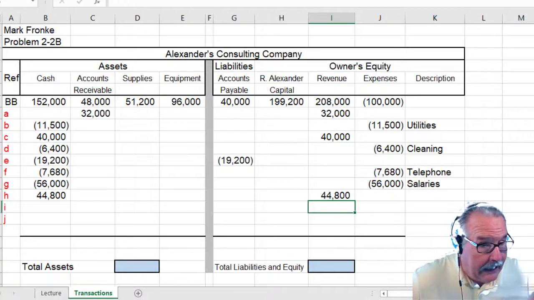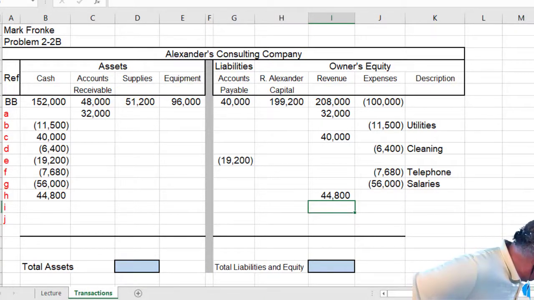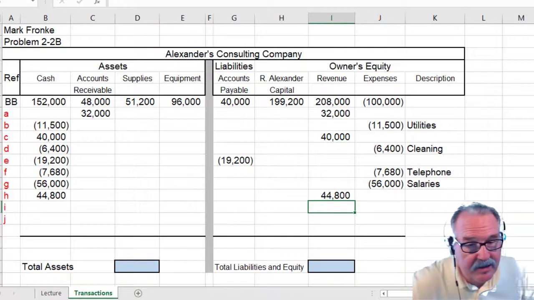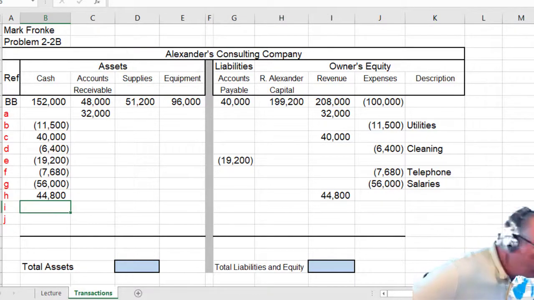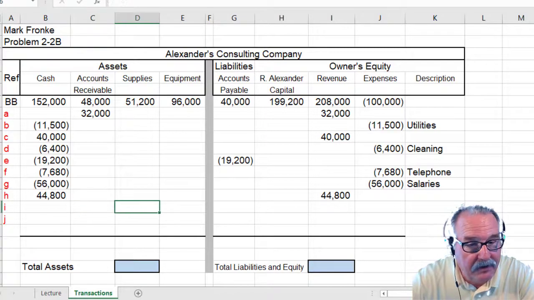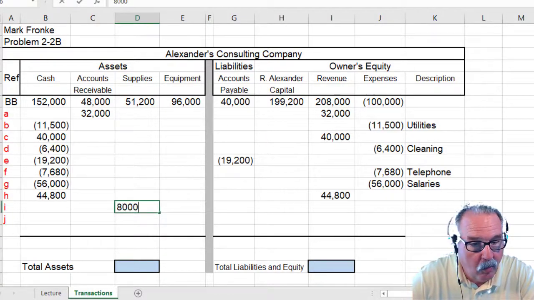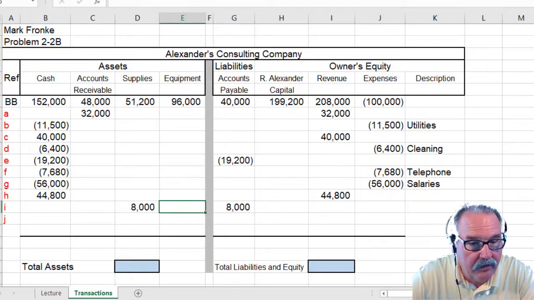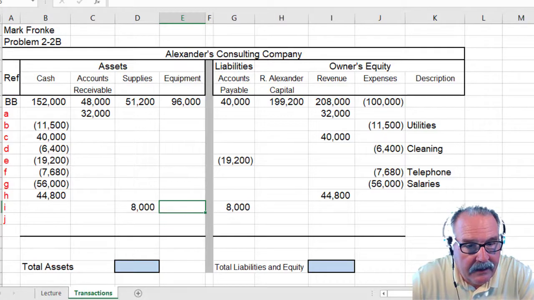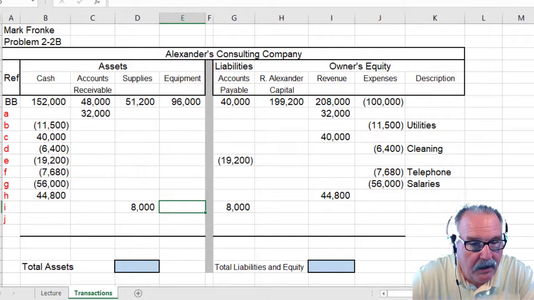Transaction I, purchased additional supplies for $8,000 on credit. We're not paying for these supplies right now. We're going to pay later. So $8,000 in supplies. Supplies is going up, and accounts payable is going up. We're going to pay this in the future. That's a liability, paid in the future.